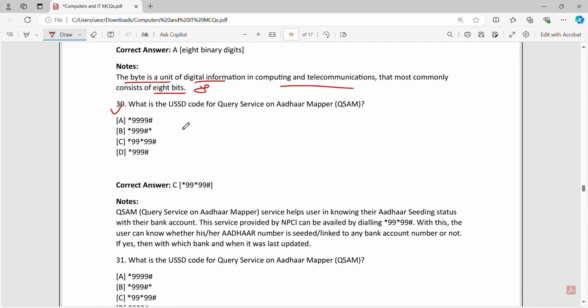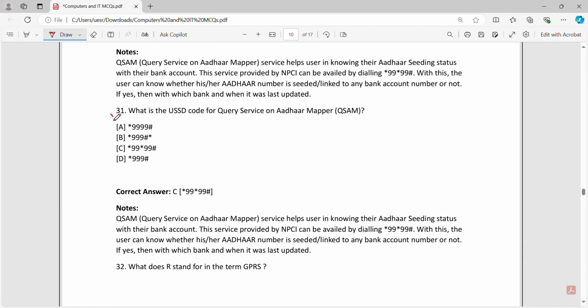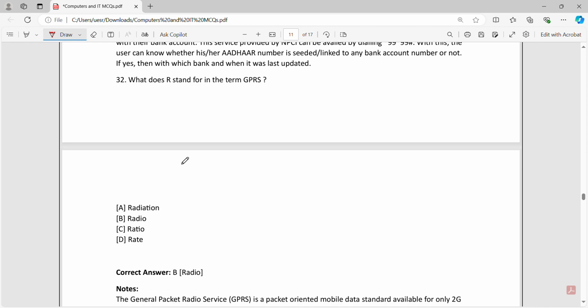Question number 30. What is the USSD code for query service on Aadhaar Mapper, QSAM? So the answer is C, star 99 star 99 hash. Question number 31. What is the USSD code for QSAM? So we have covered it.